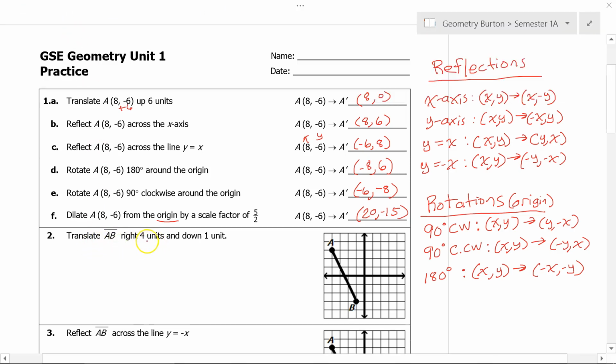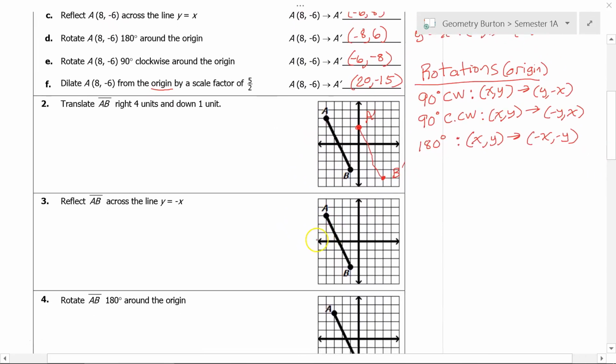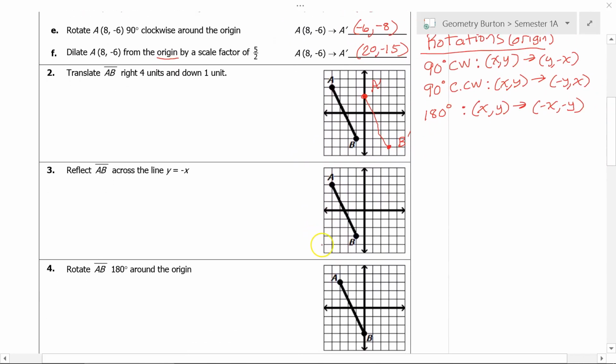Translate 4 units to the right and down 1 unit. So I'm just literally going to do that. If I go 4 units to the right and down 1 unit, that would be right here. So this will be my A prime. And if I go 4 units to the right and down 1, then this should be my B prime. It's kind of hard to draw a straight line on here, but forgive me for my crooked lines. It's hard to do with this bamboo pen that I'm using.